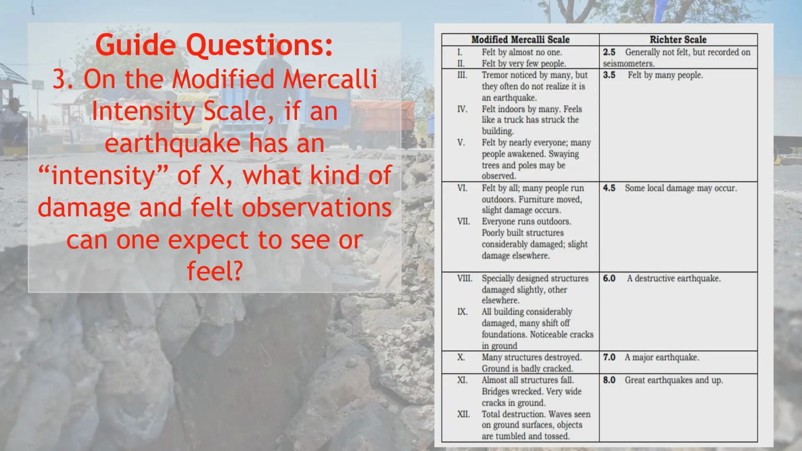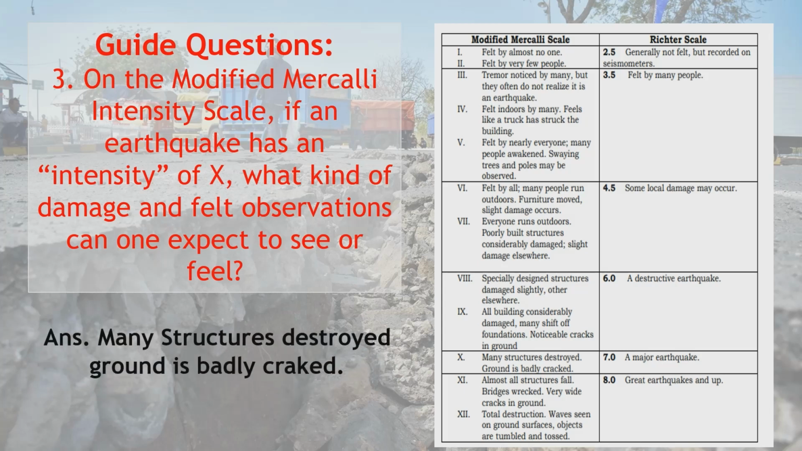Question number 3. On the modified Mercalli scale, what kind of damage and field observations can one expect to see or feel at intensity number 10? So what is the answer? Many structures destroyed. Very good. Ground is badly cracked. Very good.